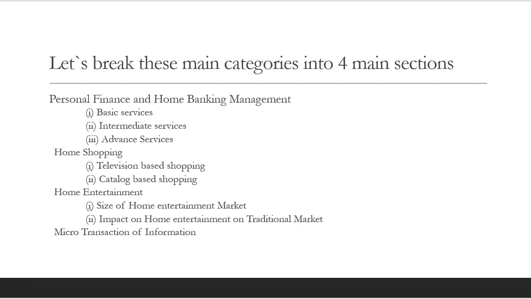So first thing we will see is what home banking management is, and what the basic services, intermediate services and advanced services provided are. Next thing we will see is what home shopping is, and how home shopping is done, as one category coming under e-commerce trading. In that, there is television-based shopping, catalog-based shopping, and next is home entertainment. Everything is there, and how it is different from the traditional market, and micro transaction of information is also another section which is coming under all these categories.